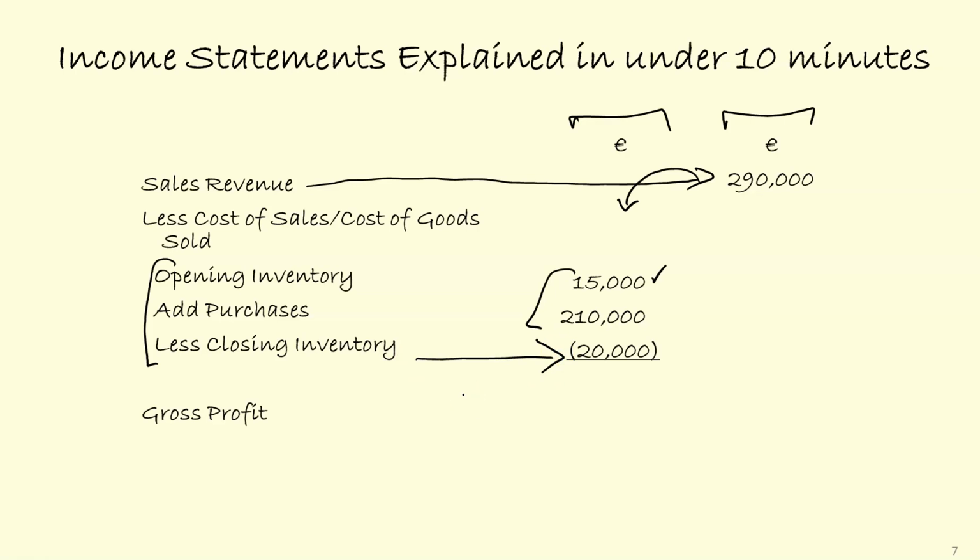So they're not at cost of sale. So what I'll do is I have 15,000 plus the 210,000 minus 20,000. I'll bring that over here, line it up underneath the sales figure, and I'll get the cost of sales of 205,000, which I take away from the sales, and I get a gross profit of 85,000. So we have the gross profit figure here of 85,000.